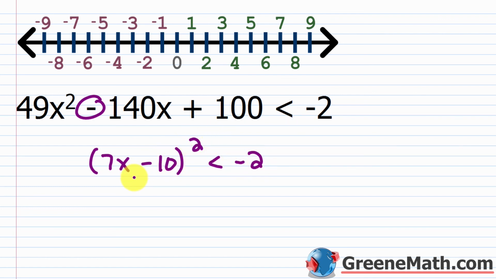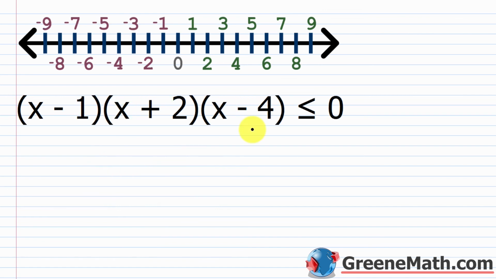This will not have a solution, okay? There's no solution here. So you can put the symbol for the null or empty set, but again, no value plugged in for x would give you a true statement. All right, so let's look at one more example here. And so what we have is the quantity x minus 1 times the quantity x plus 2 times the quantity x minus 4 is less than or equal to 0.